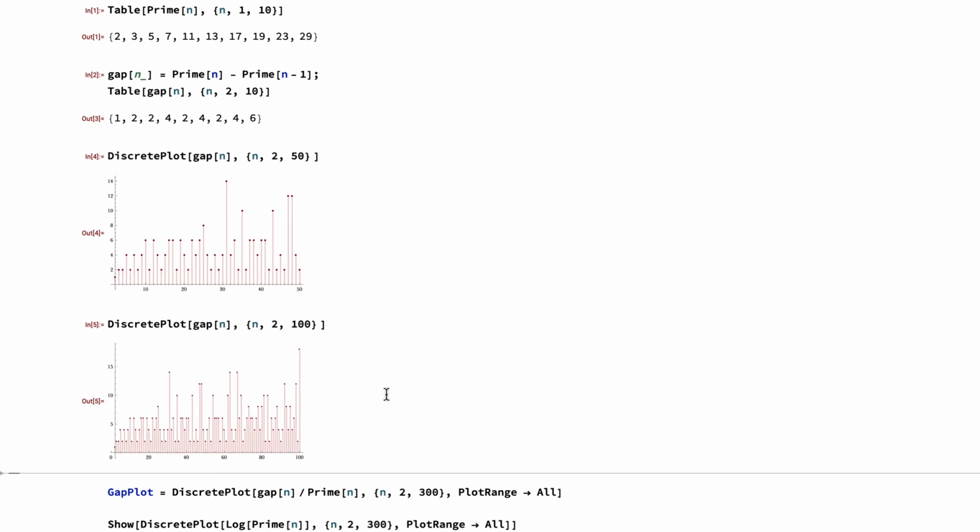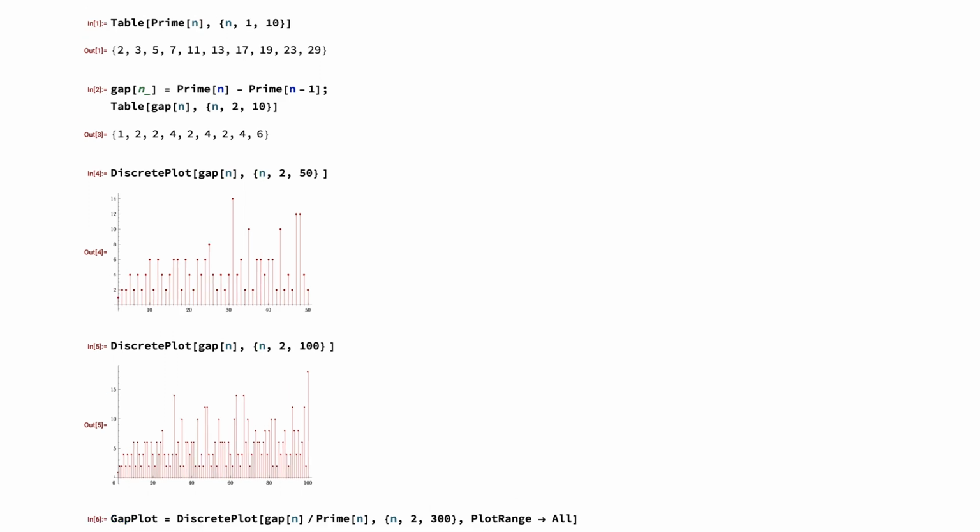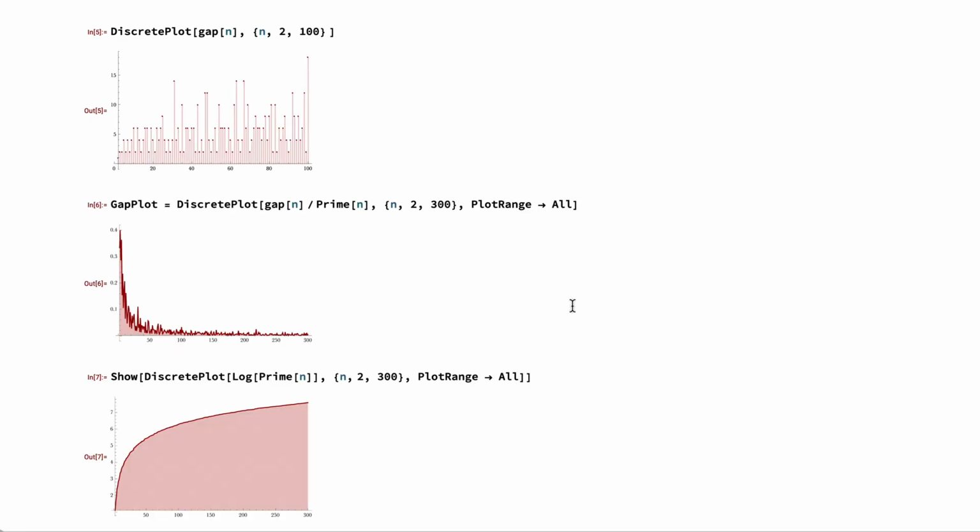If we plot that gap as n increases, we can see that the change between any two prime numbers increases as n increases. However, if we plot the relative change between two prime numbers, it actually decreases as n increases. Here we use some code to plot out the natural log of the nth prime number as n increases. You might be able to see a bit of correlation between that and the gap of n as n increases.